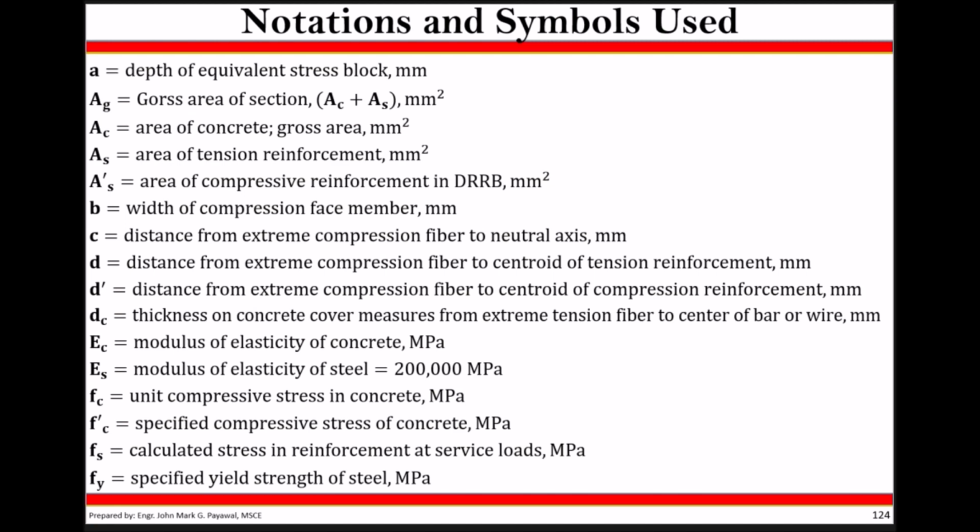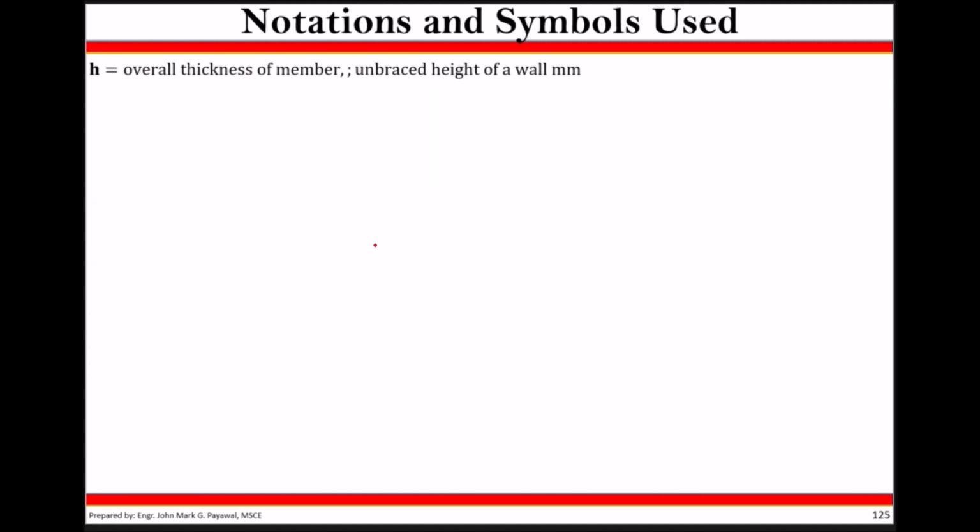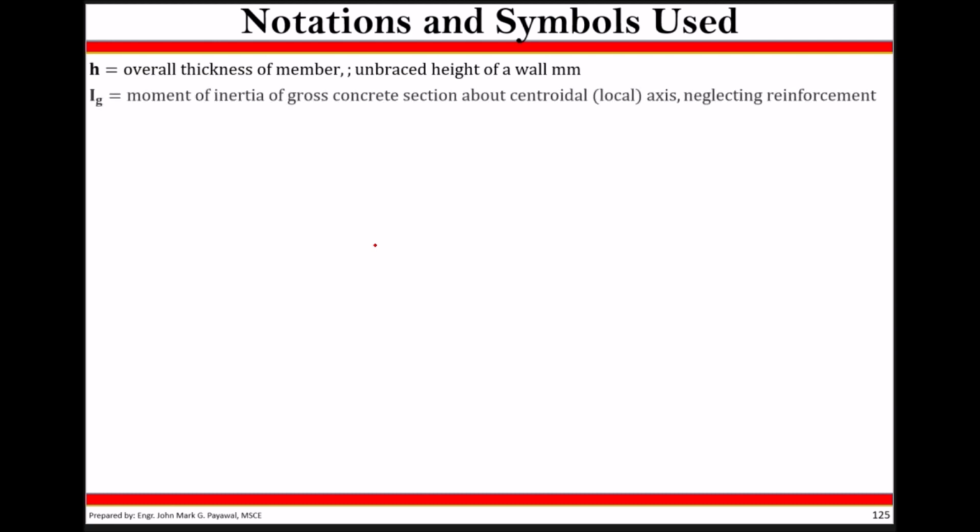Continuing, as mentioned a while ago, we have what we call your H, which is the overall thickness of the member, or if we're pertaining to walls, it would be the unbraced height. But this time, because we discuss beams and girders, that would be the overall thickness of the member. That's the tip-to-tip distance or depth. IG is the moment of inertia of the gross concrete section about the centroidal or local axis, neglecting reinforcement. And INA would be the moment of inertia of the reinforced section about the centroidal axis.